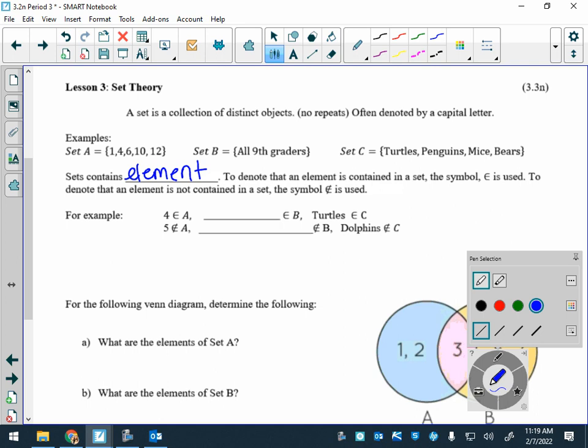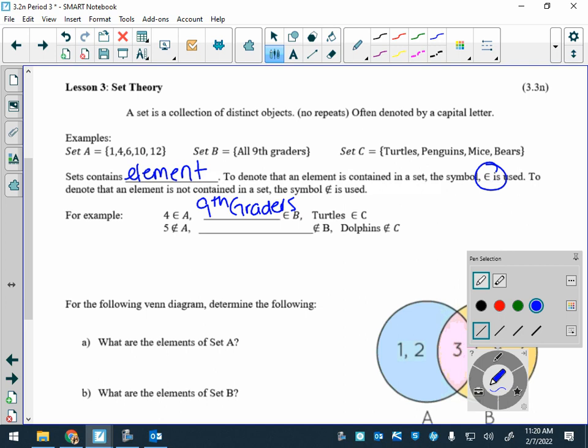Okay? Elements are what make up a set. Okay? To denote if an element is contained in a set, we use the symbol like E here. Looks like an E. Okay? If it's not in a set, we put a line through it. Okay? So for example, 4 is in set A, but 5 is not. Okay? All ninth graders are in set B, but what would be an example of not in set B?